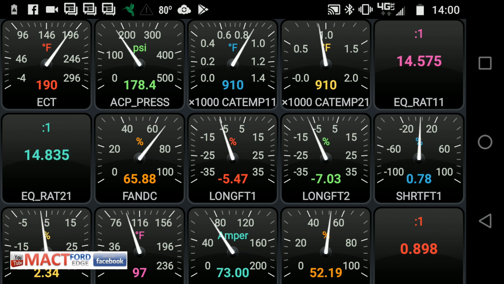But this is the first part in a series going through the FORScan Lite program on the phone app.